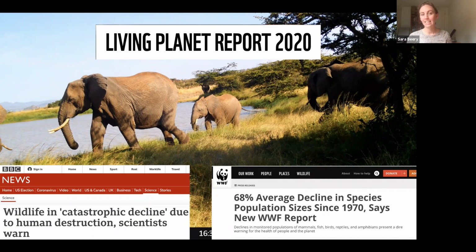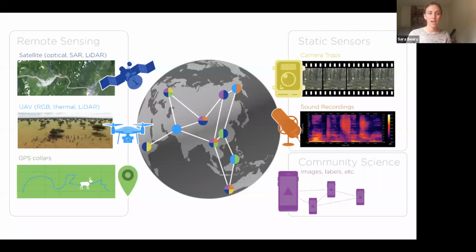Really upsettingly, in the Living Planet report in 2020 by the WWF, they found a 68% average decline in animal population sizes in just the recent decades, which is pretty frightening. And it's heavily tied to a bunch of different things that are basically human responsibility. We are drastically reducing habitats at the same time as increasing the temperature of the globe. All of these things make it really challenging for us to maintain the biodiversity of our planet.